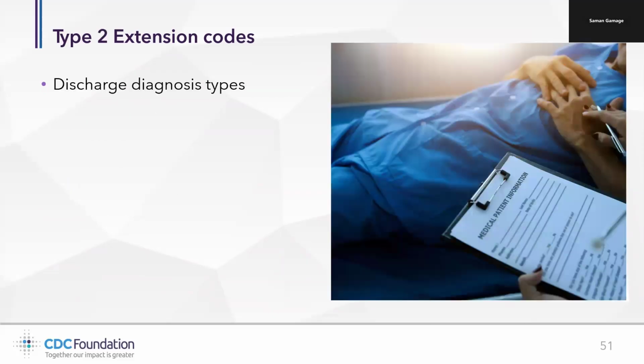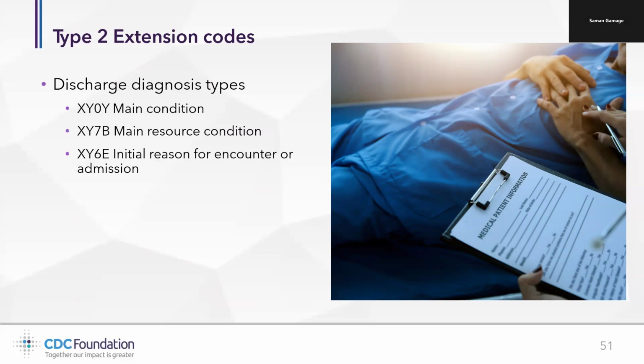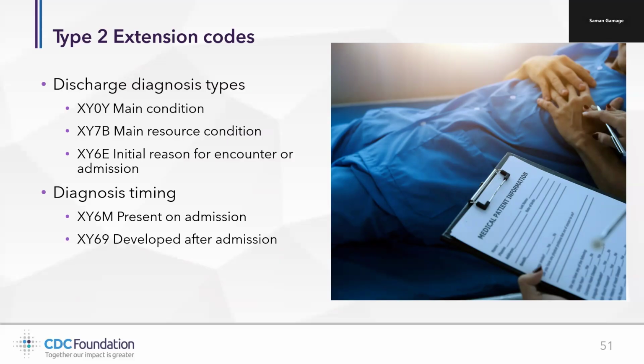Type 2 extension codes represent discharge diagnosis types, used in morbidity coding to indicate main condition, main resource condition, initial reason for encounter or admission, and also to indicate diagnosis timing: a condition that was present on admission, a condition that developed after admission, or a condition of uncertain timing of onset relative to admission.